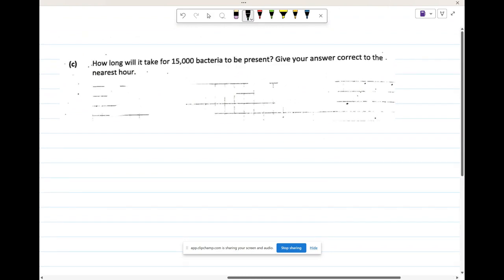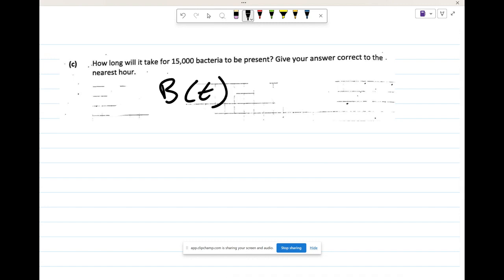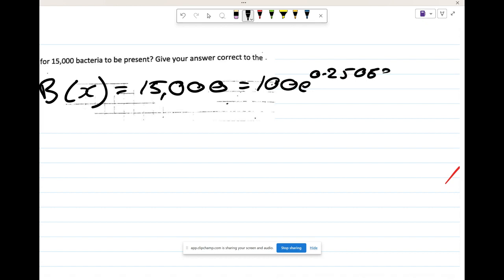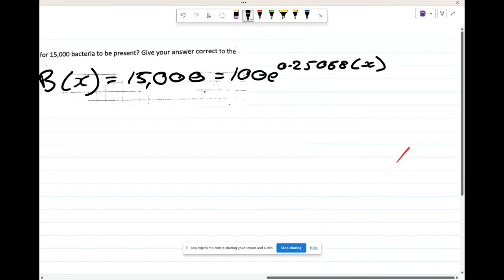Okay, so next it says, how long will it take for 15,000 bacteria to be present? So we know that our output at whatever time t is, we can even change this to x. So sometime x, bacteria left is going to be 15,000. And we want to find when that happens. So we know this happens at 100 e to the 0.25068 times x. And we want to find x.